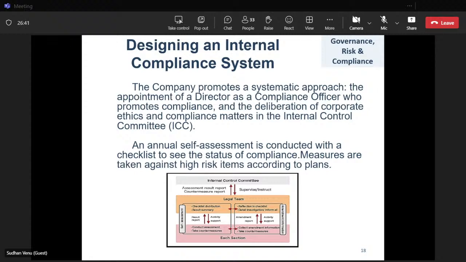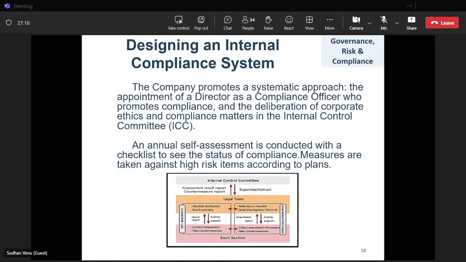In terms of designing the internal complaint system, it promotes a systematic approach. In this approach, the director acts as the complaints officer, who promotes the complaints and deliberates on corporate ethics and complaints matters in the internal control committee, which we call the ICC. The annual self-assessment is conducted with a checklist to see the status of the complaints and the measures taken against high-risk items according to the plans.